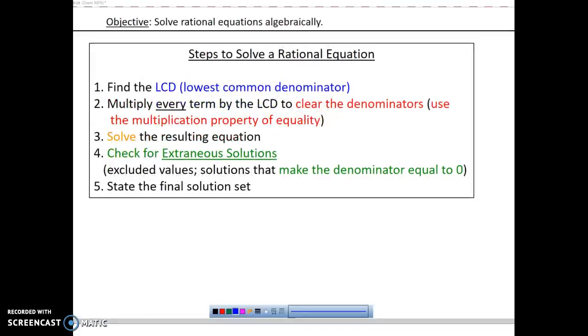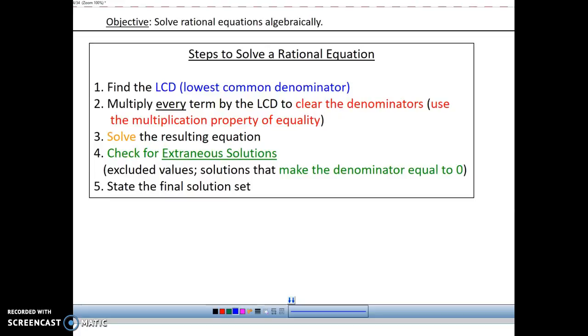Steps to solve for a rational equation is step 1, find the LCD, which was yesterday's lesson. Step 2 is multiply every single term by the LCD to clear the denominators and use the multiplication property of equality. Step 3 is to solve the resulting equation. Step 4 is check for extraneous solution, meaning any excluded values that make the denominator equal to 0. And then step 5 is to state the final solution set.